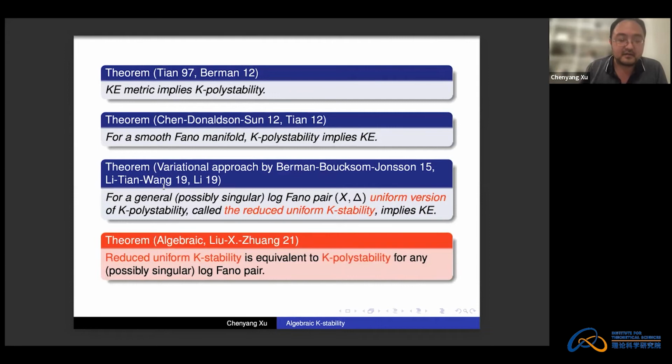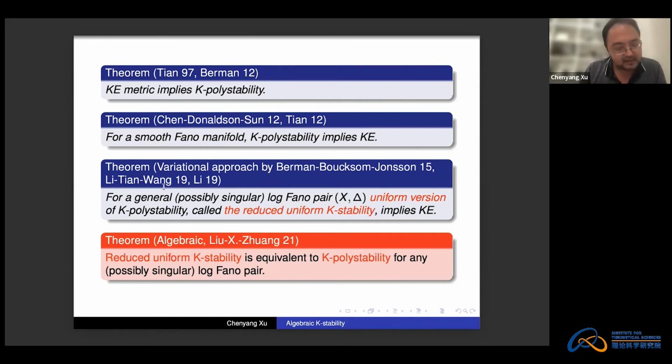Now let's talk about the results. Basically the conjecture has become a theorem now. First, as I mentioned, Tian proved one direction, that a Kähler-Einstein metric implies K-polystability. Tian proved it for manifolds, and later Berman proved it even for the singular case. The much harder direction is when you assume the algebraic condition and want to get the metric. In the smooth case, that was first proved by Chenyang Xu, Song Sun, and Tian independently in 2012.